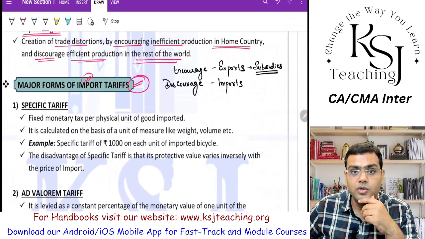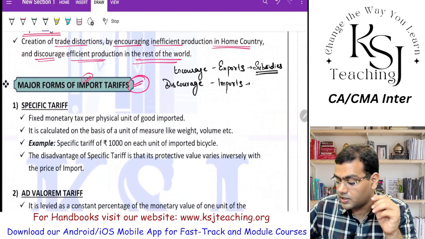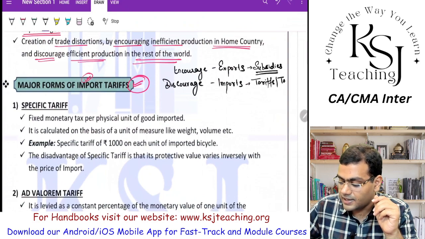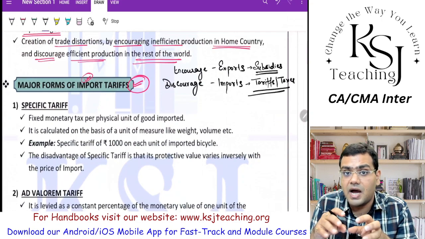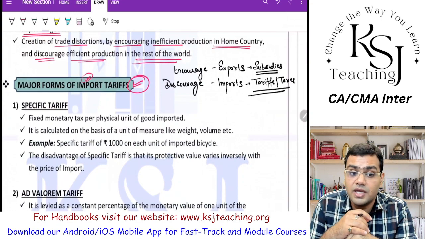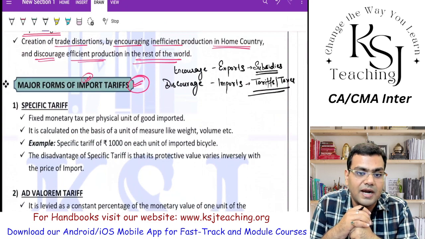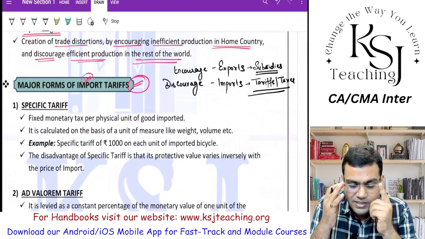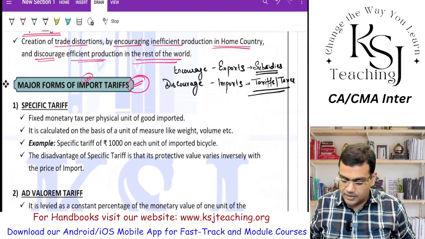And when you want to discourage the imports, what will you do? You will put tariffs or taxes. That is why when we are talking about tariffs or taxes, the main part is in relation to the import and not the export, right? So this can be the question that might come to your mind, why, sir, it is related more to the import and not to the export, right?